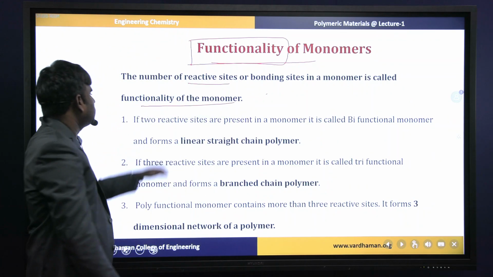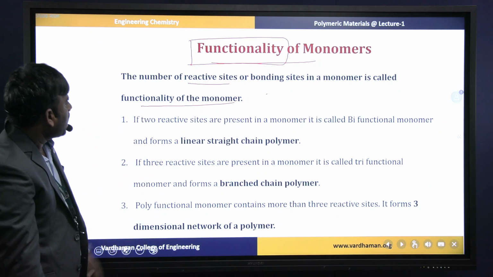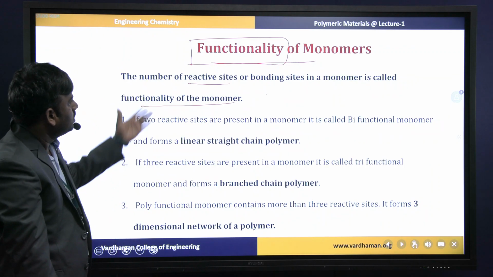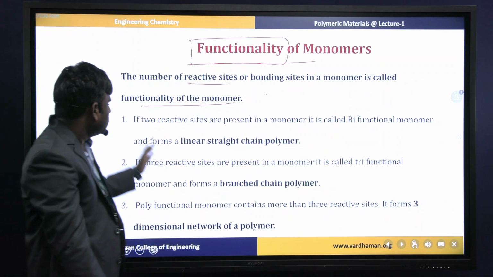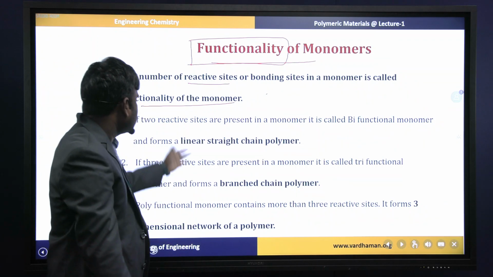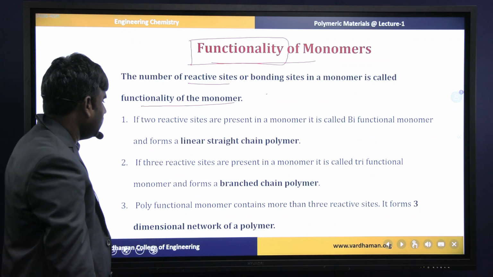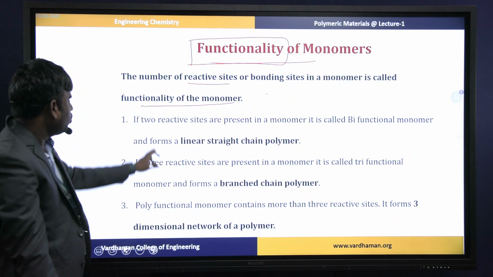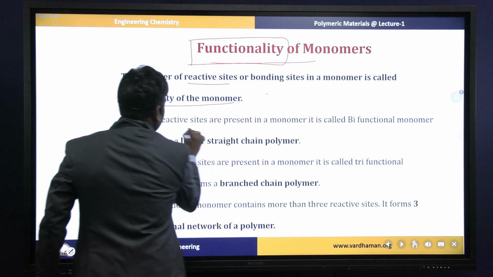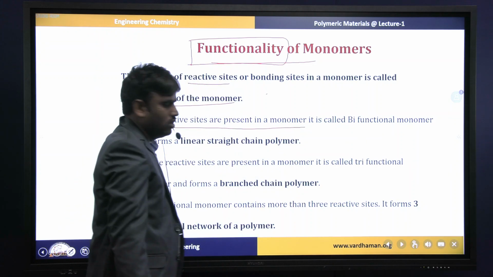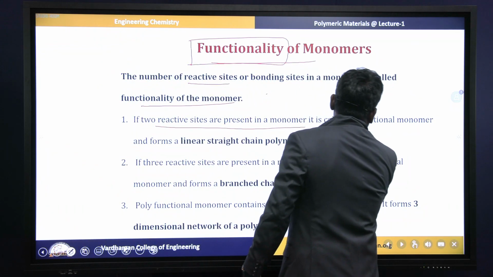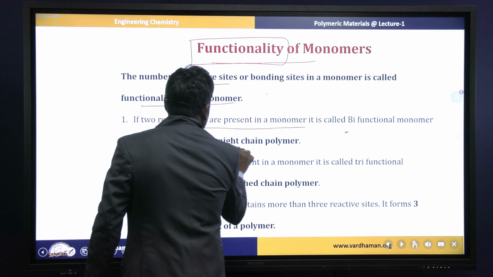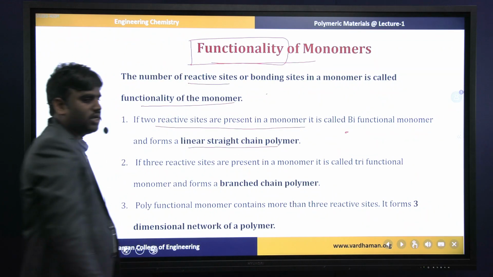Based on this number of active sites or binding sites, the functionality of the monomers is classified into three types: bifunctionality, trifunctionality and multifunctionality. Now, if two reactive sites are present in a monomer, it is called bifunctionality. So these bifunctional monomers always give a linear straight-chain polymer material.